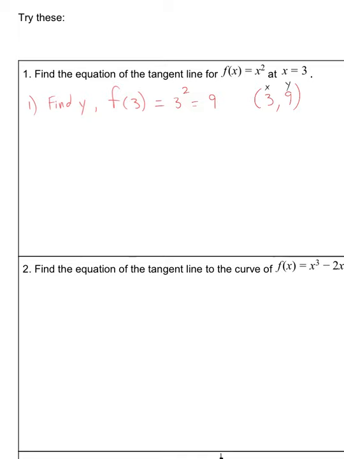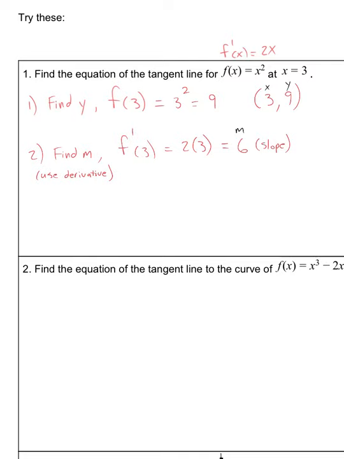So we have our y value, we have our x value. The second step is we need to find m. We use the derivative function because the derivative is the same as the slope. So we find f prime of 3. Well, we know that f prime is equal to 2x. The derivative is equal to 2x, so we just plug in 3 into that. And 2 times 3 is equal to 6. And that is my slope. 6 is my slope.